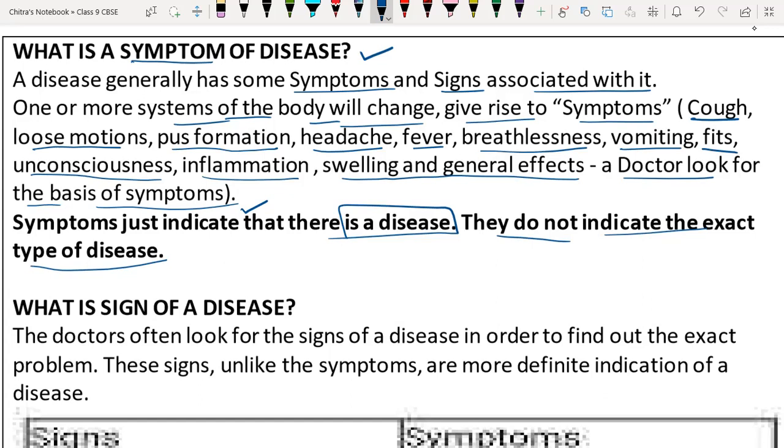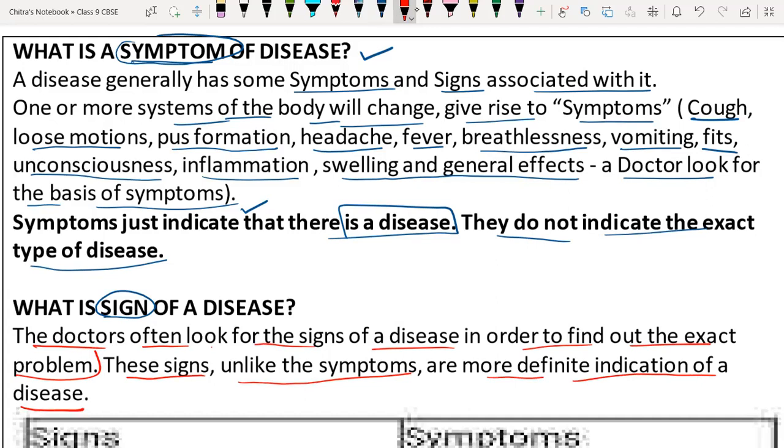Now we have to discuss what is a sign of the disease. Here we have discussed the symptom, now we are going to discuss the sign. The doctor often looks for the signs of the disease in order to find out the exact type of the disease or the problem of the patient. These signs, unlike the symptoms, are more defined indications of the disease. That means by identifying symptoms and signs together, we can identify the type of disease.